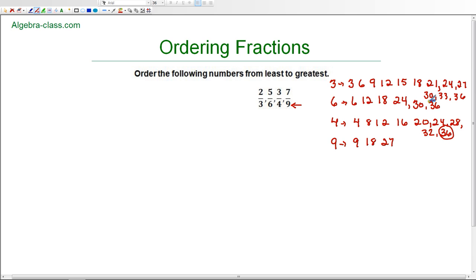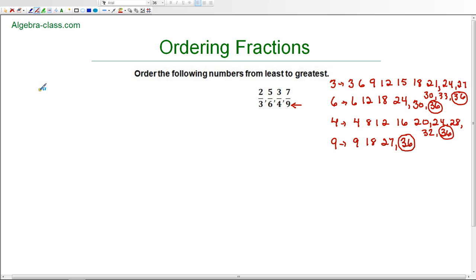I'm going to circle these because I'm noticing that I have 3 of them that have 36, and I know that 9 times 4 is 36. So guess what? There's my least common multiple. That is the multiple that is the same for all 4 numbers, and it's actually the smallest that is the same for all 4 numbers. So 36 is going to be my magic denominator.